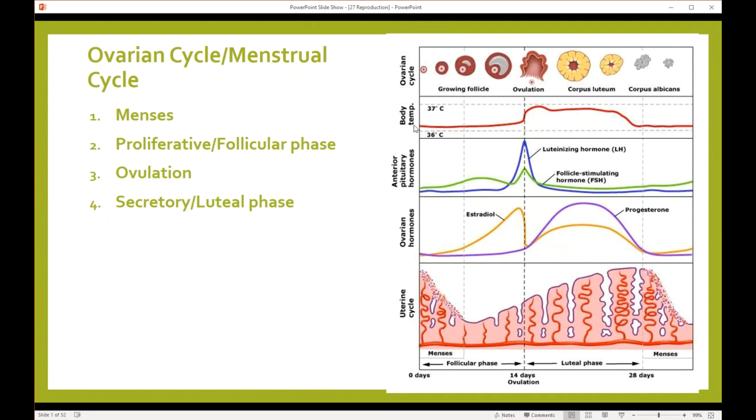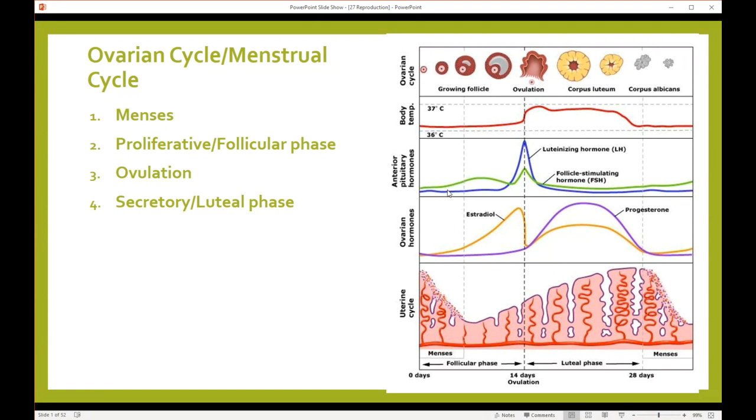Okay, this is what happens with the body temperature. I don't know if you know this, but you can actually watch your body temperature. If you take your temperature every day in the morning, you can see when you are going to ovulate. Okay, it is not a huge change in temperature. You can see it's just about a 1 degree change that happens. But you can see that happening.